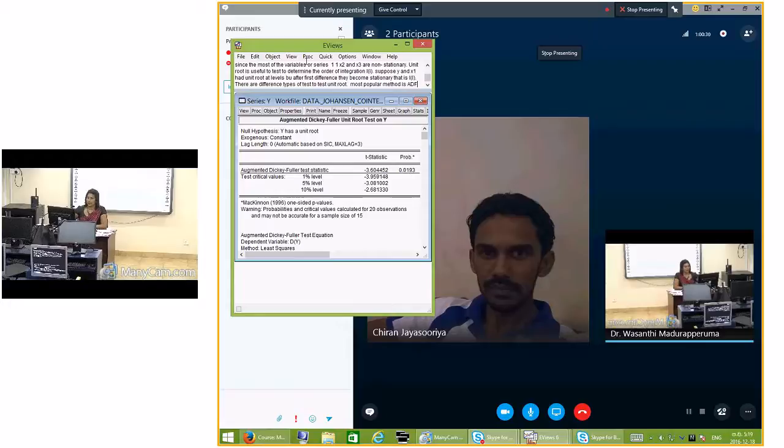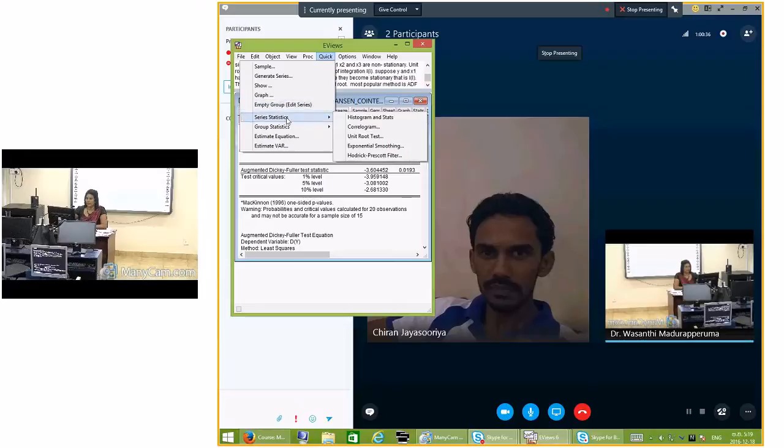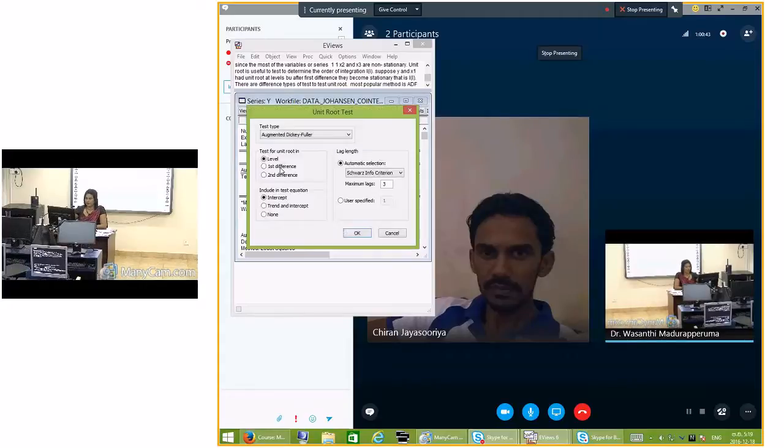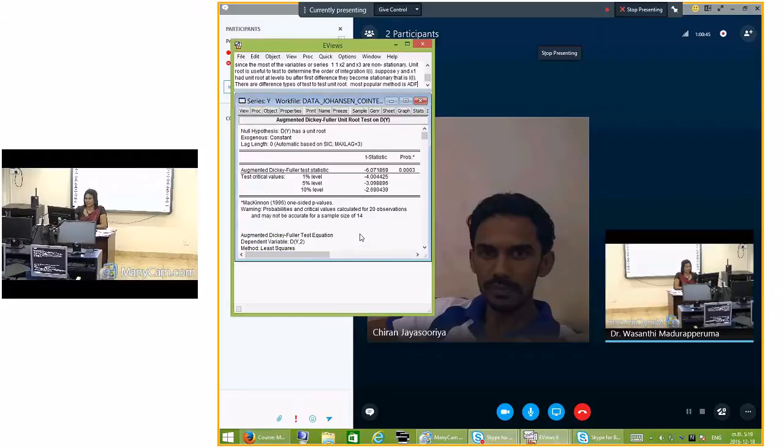Now go to the quick unit root test again, and for y, go to the first difference. In the levels it is stationary, and in the first difference it is also stationary. Now go to the next variable.